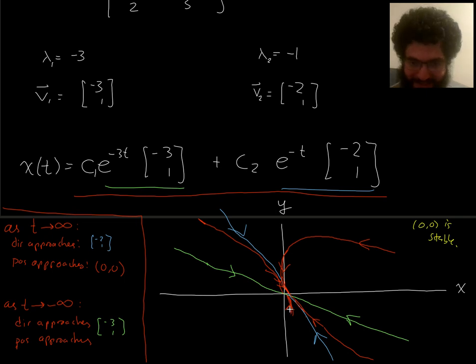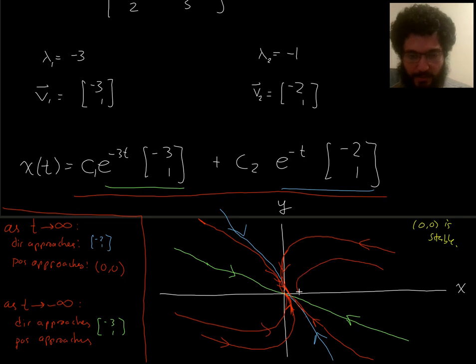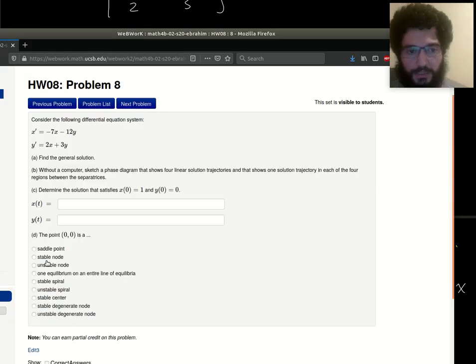This one will come in, sorry. Towards the future, it goes to the origin, and its direction of approach is parallel to the blue line, but it's coming in from the past, from being more parallel to the green line. So you get solutions that look like this. So this is stable. This picture is the picture of a node. This is called a stable node. So the origin here is a stable node.